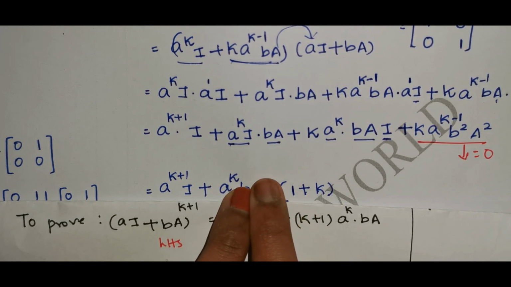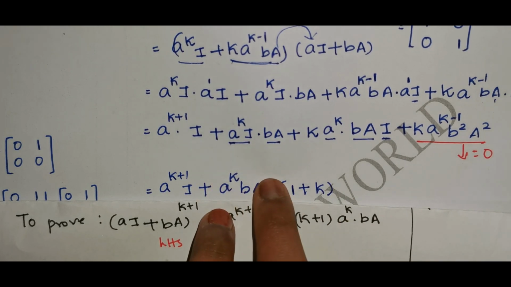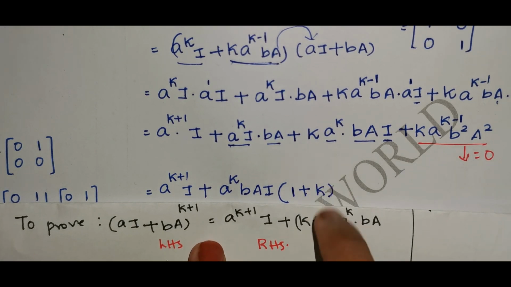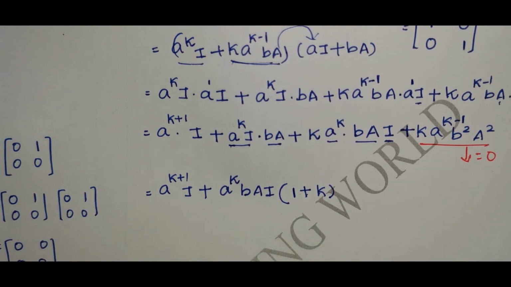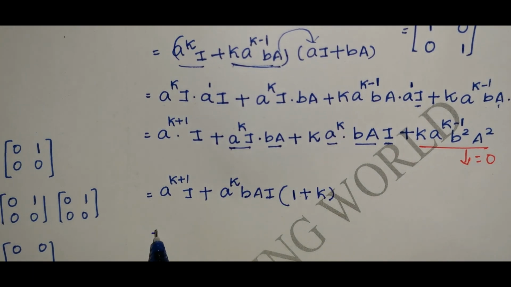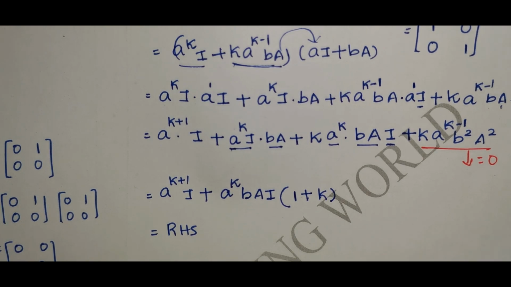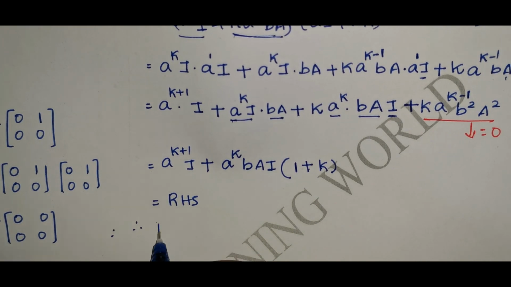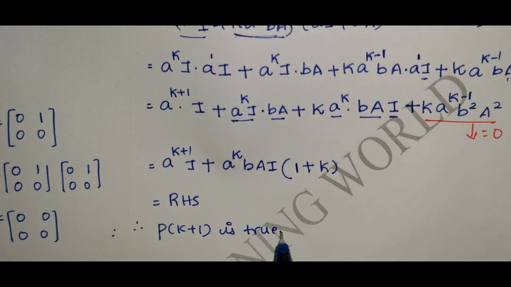Here one I is extra. If you are multiplying I with this term, nothing will change. Okay, if you are not writing this I also, your answer is correct. So we can say that both the LHS and RHS are equal, and so we can say this is equal to RHS. Yes. Therefore, P of K plus 1 is true.